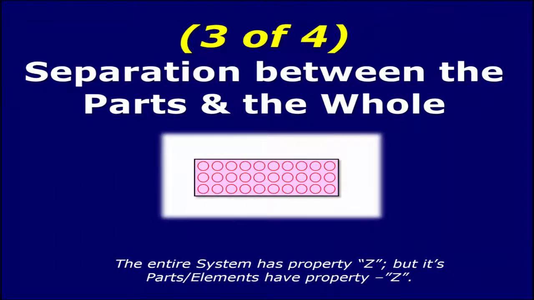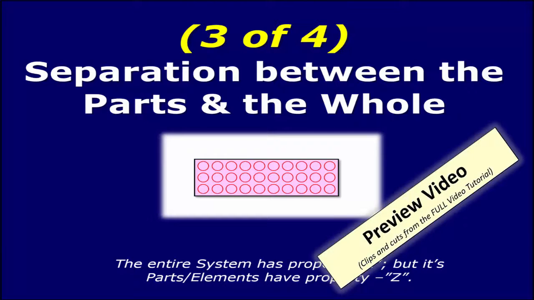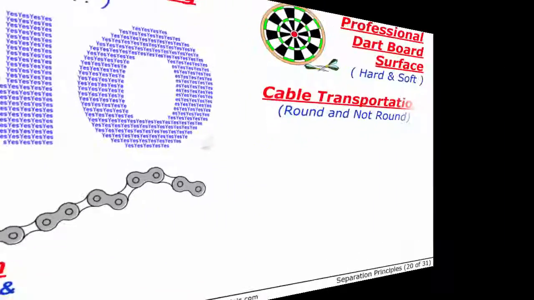The entire system behaving with a property z, but it's made up of a bunch of elements that have a property negative z.